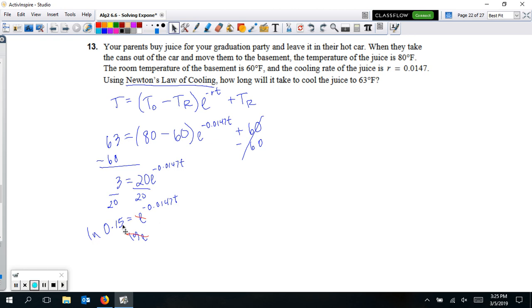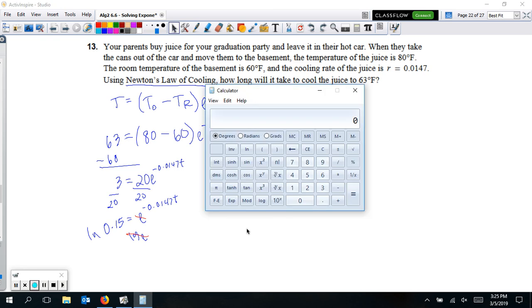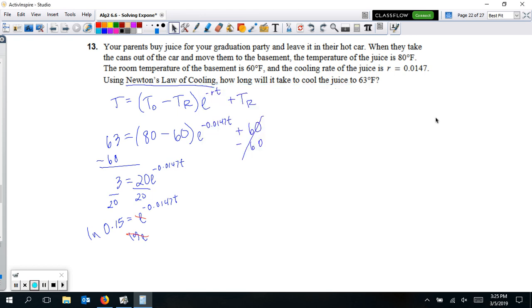So now, what is the natural log of 0.15? Let's go ahead and look at our calculator again. So natural log, let's make 0.15 and hit natural log. It's negative 1.897 approximately. So let's go ahead and put that over here. I'm going to do that up on the top now. So my natural log of 0.15 is this number, negative 1.897, and it is equal to that exponent.